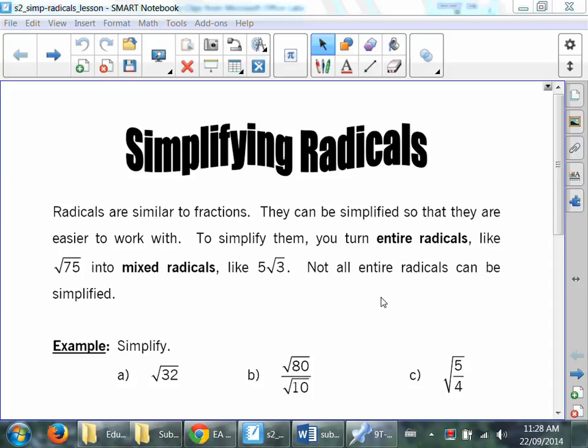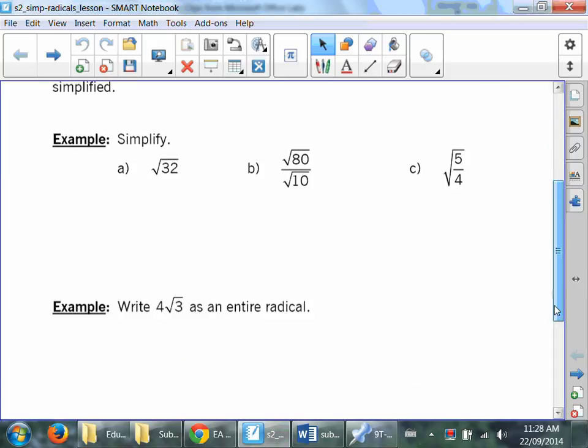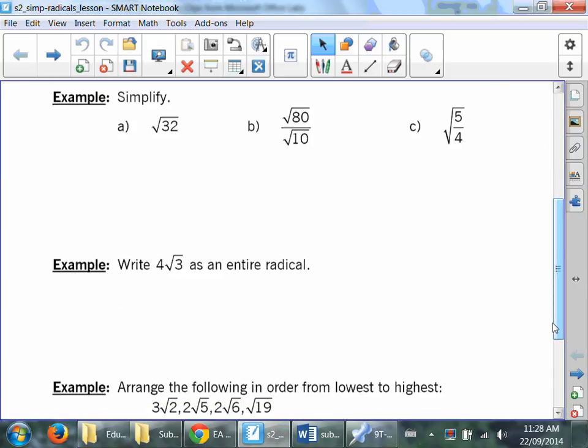Not all entire radicals can be simplified. That's also something that's like fractions. Some fractions can't be simplified. Some fractions can be. So here we are. We're going to simplify the square root of 32.